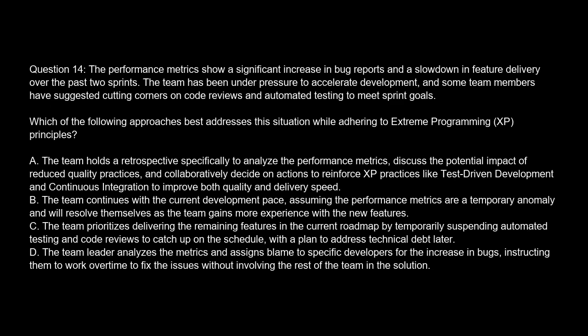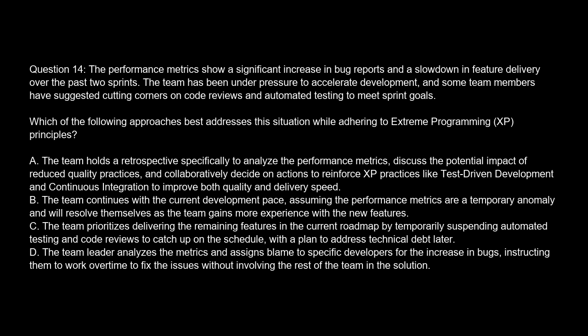Question 14. The performance metrics show a significant increase in bug reports and a slowdown in feature delivery over the past 2 sprints. The team has been under pressure to accelerate development, and some team members have suggested cutting corners on code reviews and automated testing to meet sprint goals. Which of the following approaches best addresses this situation while adhering to extreme programming (XP) principles?